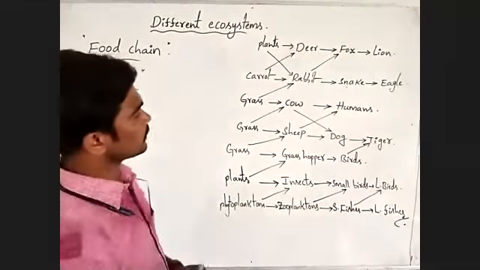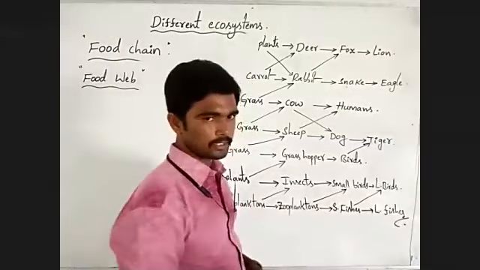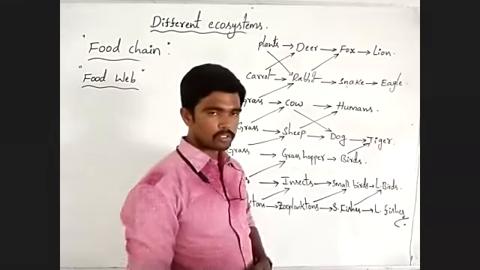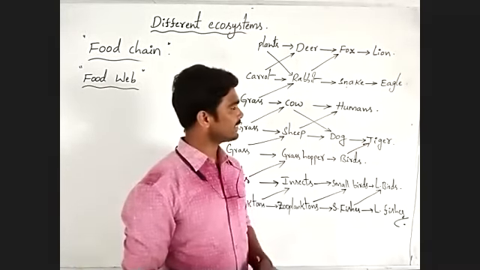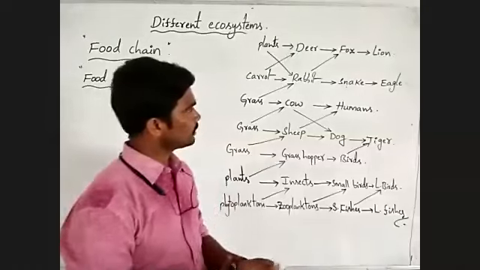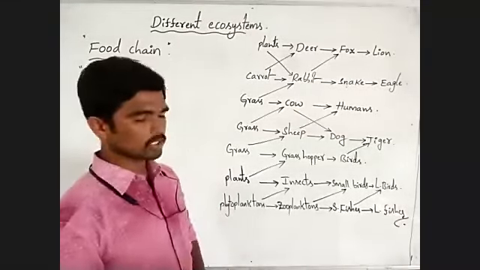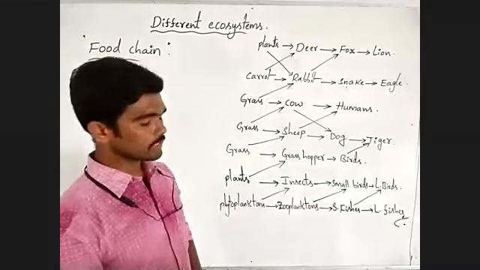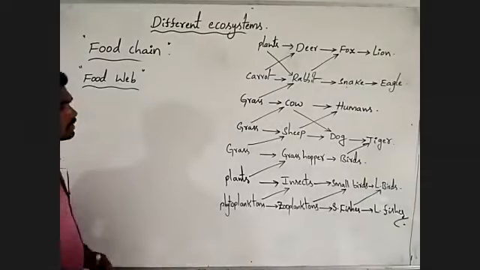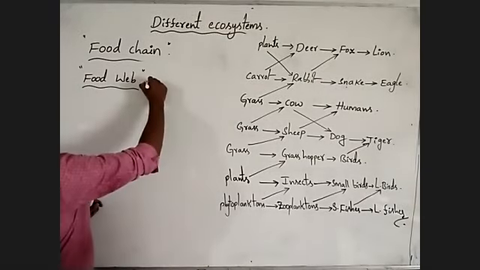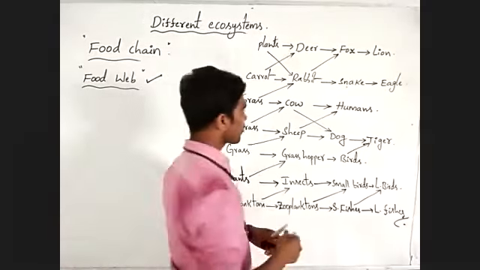Observe that different food chains are interconnected. Interdependence is present. In an ecosystem, all food chains are interconnected with one another and form a web-like, network-like structure. This is the food web.